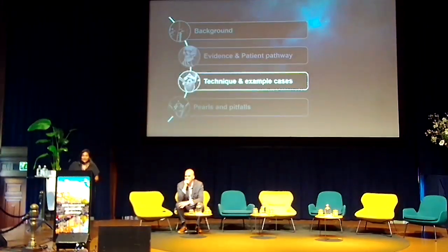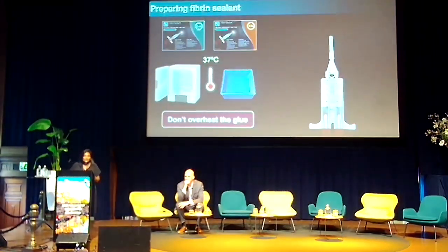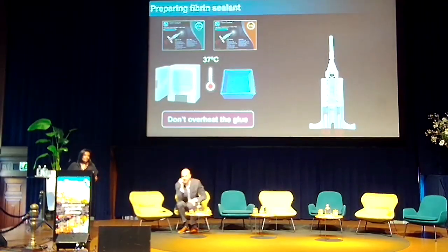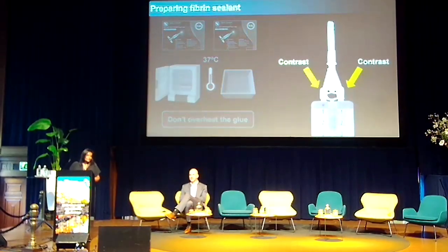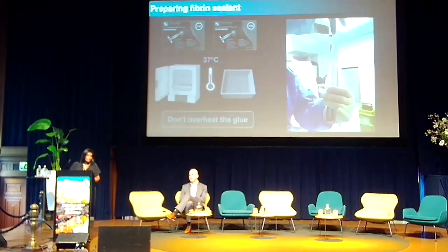So let me tell you my technique and give you some example cases. So firstly, it's preparing fibrin sealant. So don't overheat the glue. You don't want to put it in a hot water bath because it will cook literally like an egg and it will look white in the syringe. If it's looking clear, you're okay. We put contrast into the hub of the syringe. The manufacturers say don't do this, but I want to know where that glue is going. So we put contrast in there.